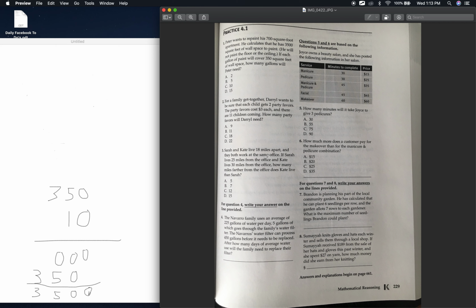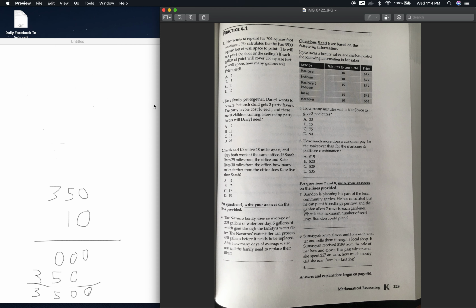So the additional information that we do not need is 18 miles. It doesn't matter how far apart they live, because we know right here it says Sarah lives 25 miles from the office and Kate lives 30 miles from the office, and it's asking us how many miles farther from the office Kate lives than Sarah.